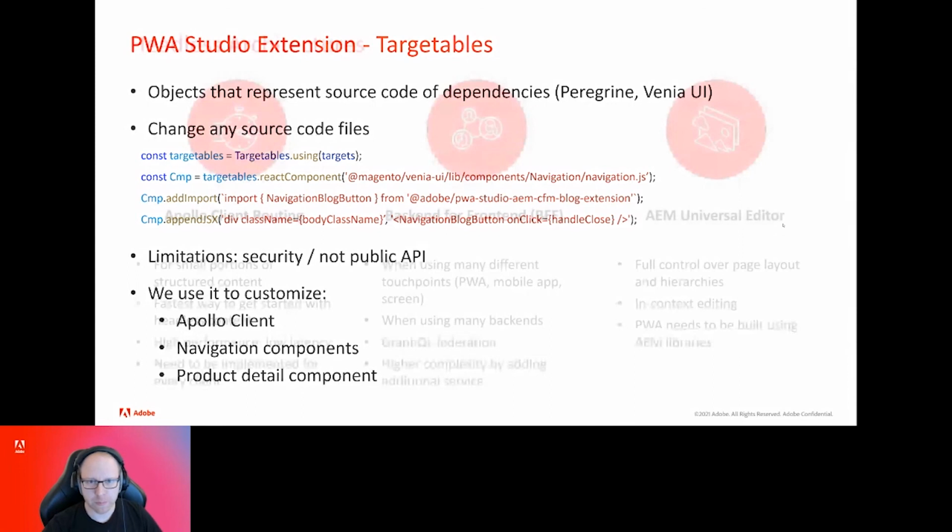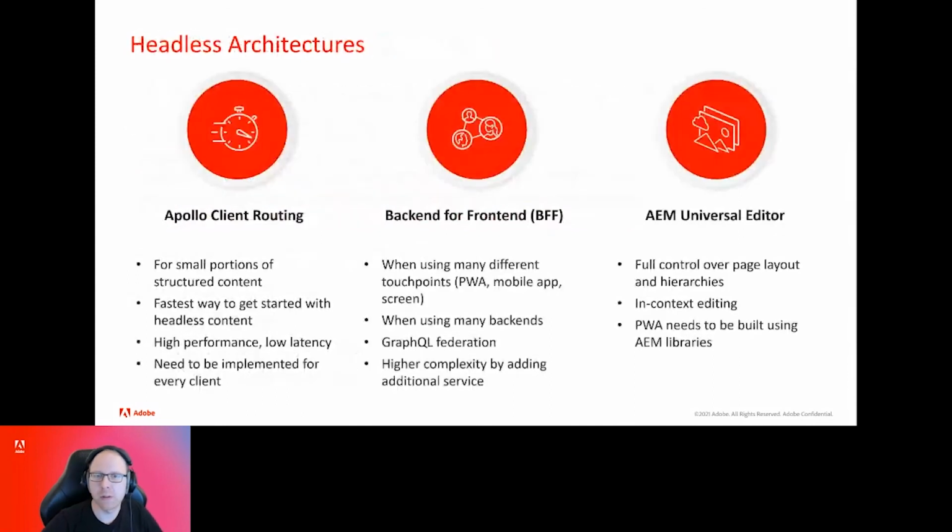All right. So now that you have seen how the PWA Studio extension works, let's take a step back and see if this is actually the right fit for your project. What I've shown you today is the Apollo routing pattern. This is well suited for projects which you want to enrich with smaller portions of content, or in particular structured content, and all sources of content need to provide a GraphQL API. And as you could see, you can implement this kind of integration very quickly. It's highly performant and does not introduce any kind of latency.